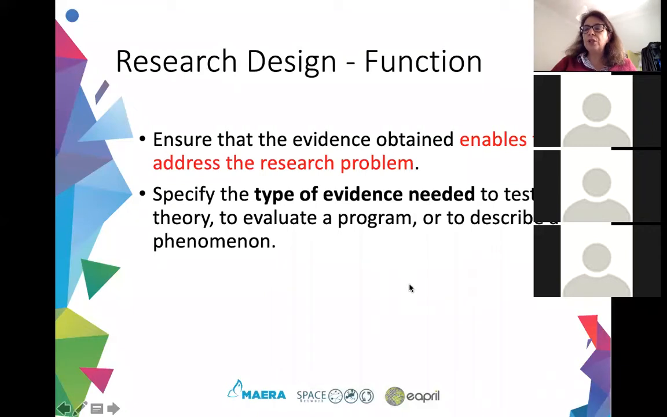So what is the function of the research design? It ensures that evidence obtained enables to address the research problem. And usually it starts by specifying the type of evidence needed to test a theory, to evaluate a program, or to describe a phenomenon. However, researchers can often begin their investigations far too early before they have thought critically about what information is required to answer the study's research questions.